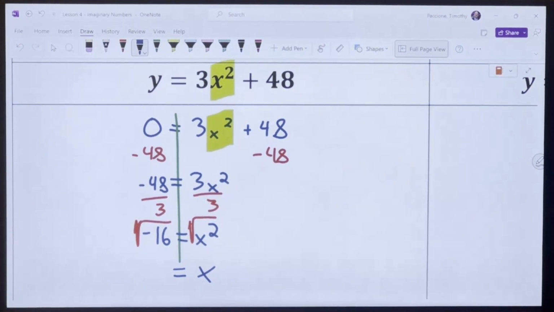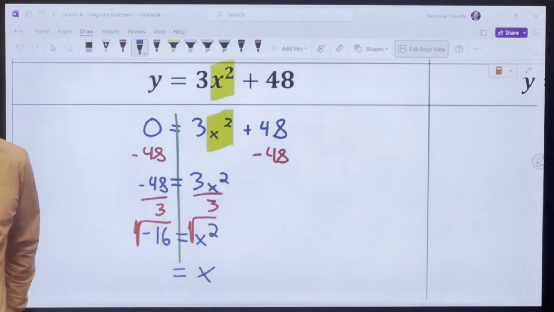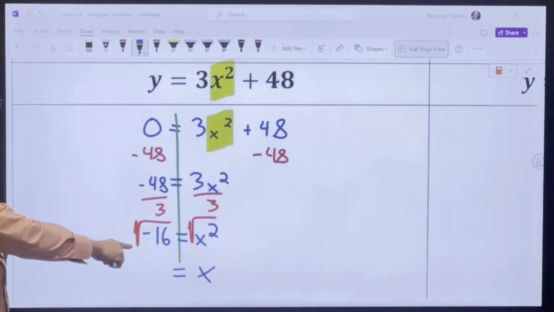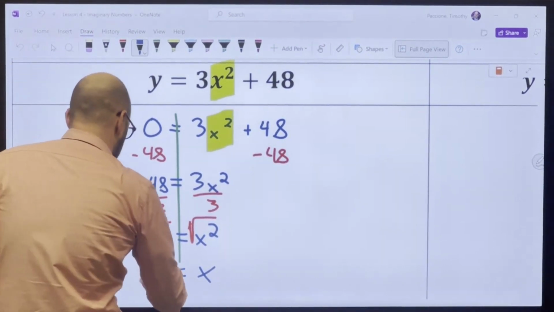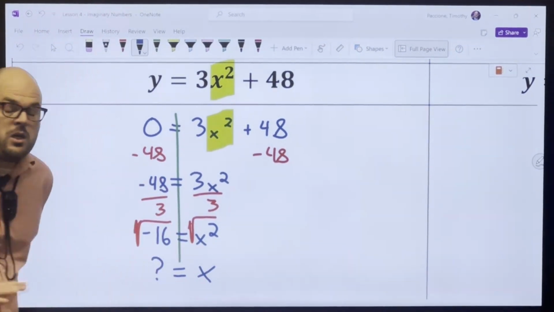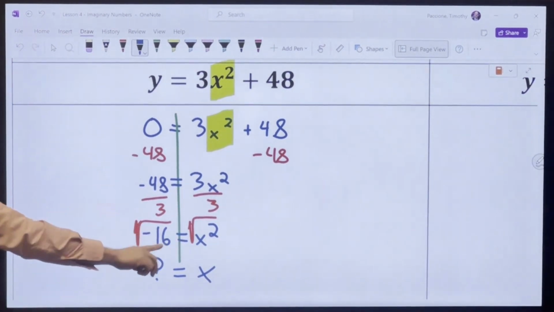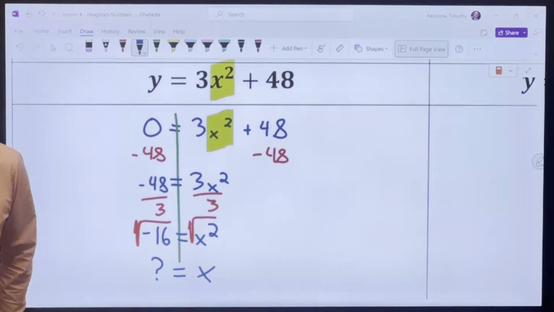If I put square root of negative 16 into my calculator, it would say error, right? That's the calculator trying to tell me that doesn't exist. That's not real, right? There is no answer here. Now, why do you think that happened? We didn't do anything wrong in our solving. Why do you think we didn't get an answer?